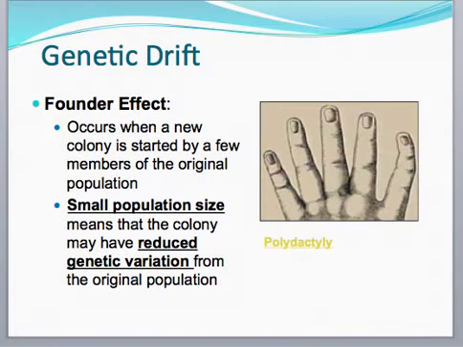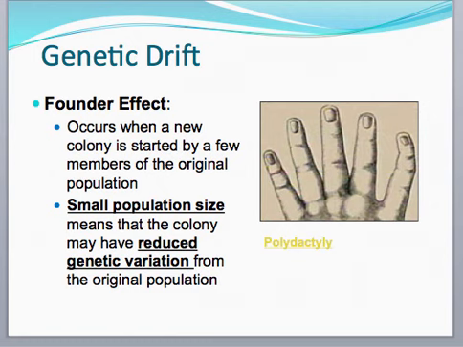The founder effect is also a type of genetic drift. When you think of finding something, you go and look for it. So in the founder effect, members of an original population go to find a new place to live. So a few members break off to find a new colony. As a result, you end up with a smaller population size and reduced genetic variation from the original population.